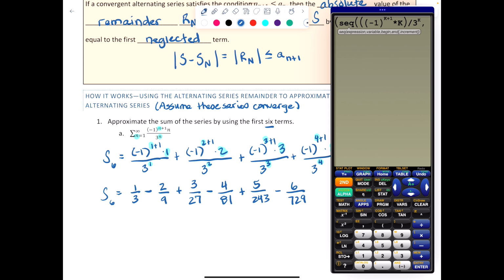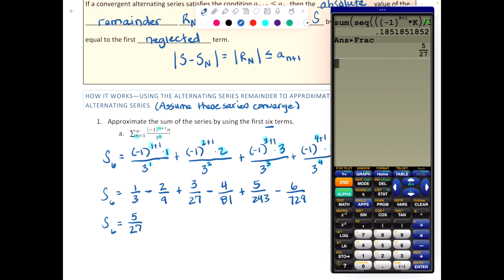Next goes the variable that we're using, which is K. And then we're going from 1 to 6, and the change in K will be 1. And that gives us an approximate value. We should be able to get the actual value of 5/27. So S6 equals 5/27. Good so far?